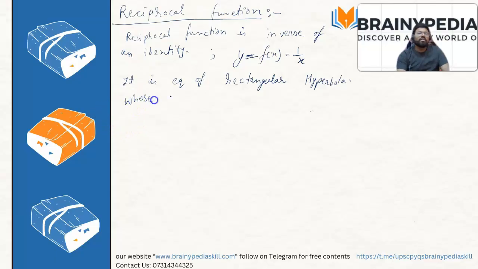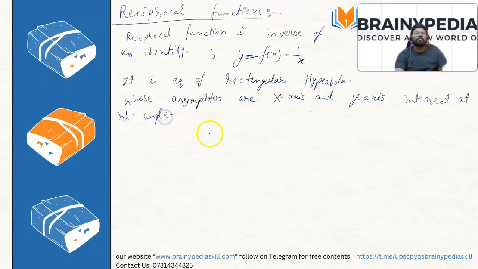whose asymptotes are the x-axis and y-axis, which intersect at right angle. Obviously, the x-axis and y-axis intersect at right angle only. Yes or no? Okay. So the diagram will look this way, like the one that we had seen for 1 by x square.